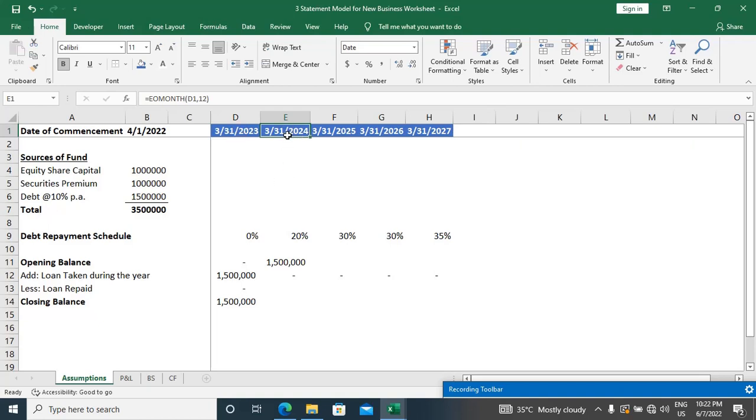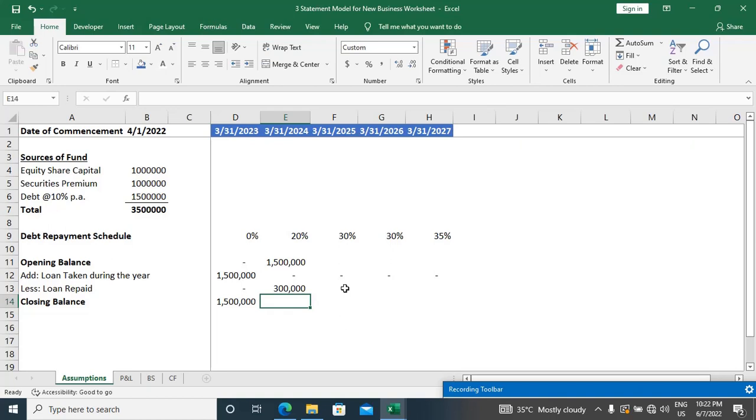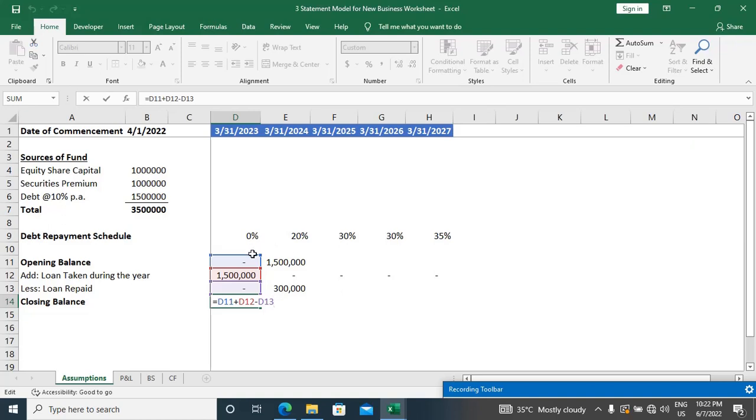That is, whatever happens in the second year, we will record it right here. That is the thing. Now loan repaid, how much of the amount should be repaid? It should be equal to this amount, that is the outstanding amount, its 20% should be the repayment, that is this amount, right? And what should be the closing balance? We did the calculation for closing balance, which was opening loan balance plus any loan taken during the year minus the loan repaid.